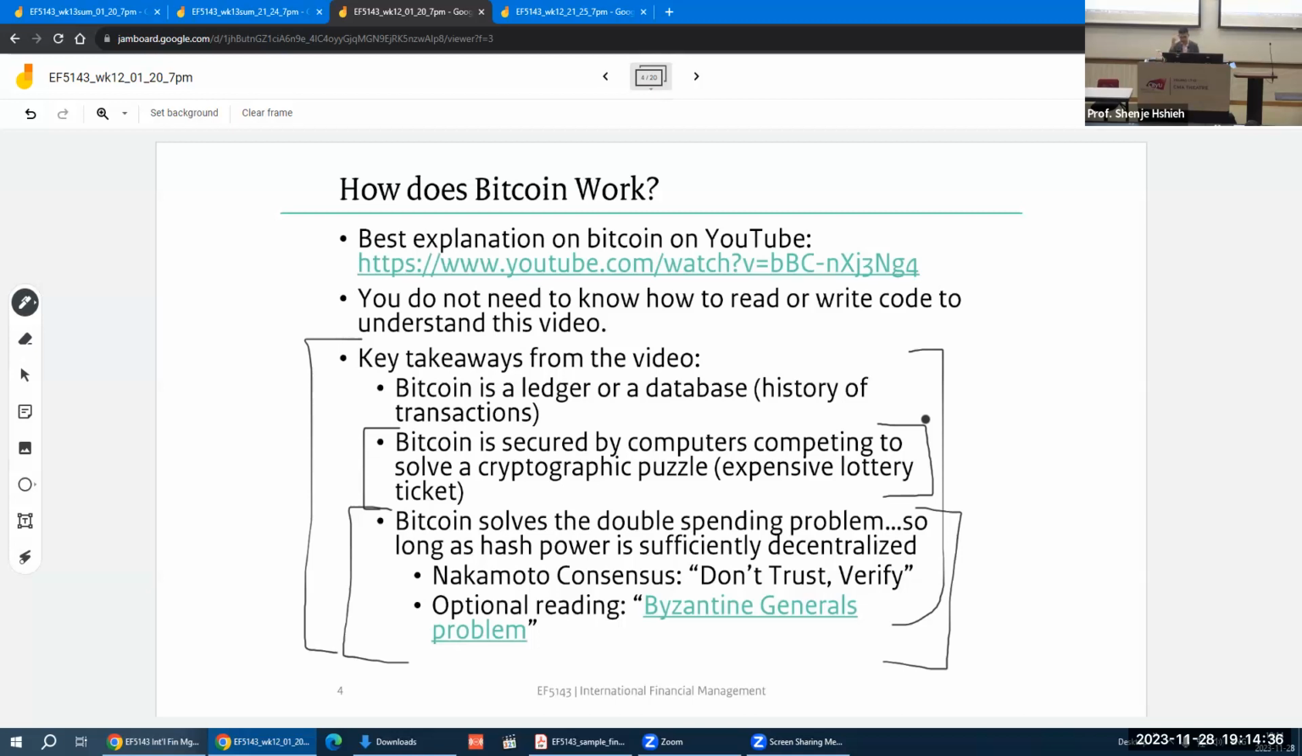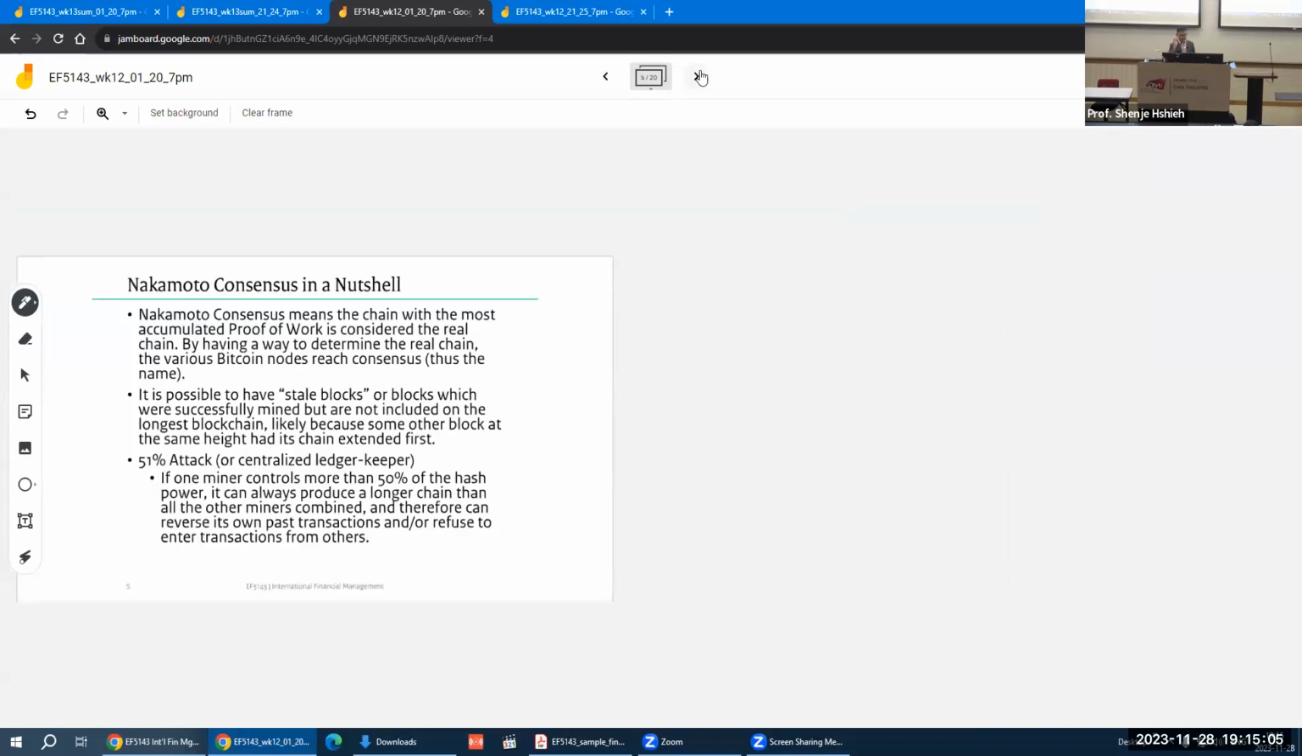Okay. So I'm not going to go into the details, but if you want to learn more about the algorithms and why it works in the first place, you can Google this Byzantine generals problem. So that's basically the problem they're trying to solve. In other words, the double spending problem. And based on this very, very technical system that they have in place to verify transactions, they can overcome this double spending problem. All right, so that's the takeaways from the video.